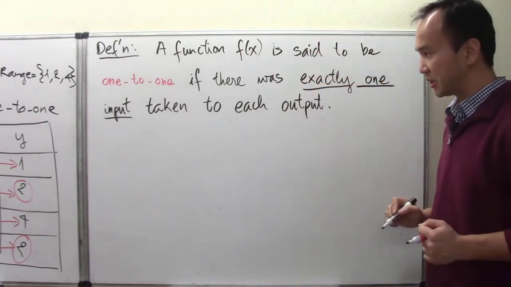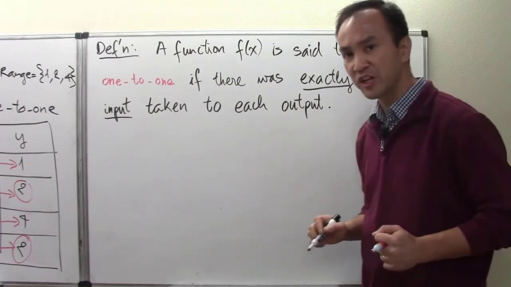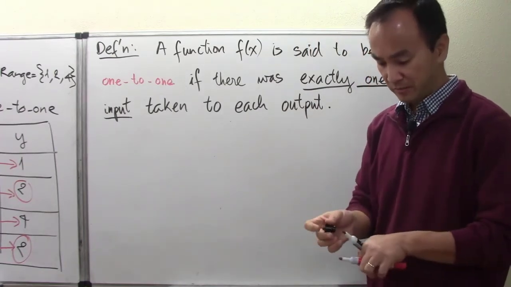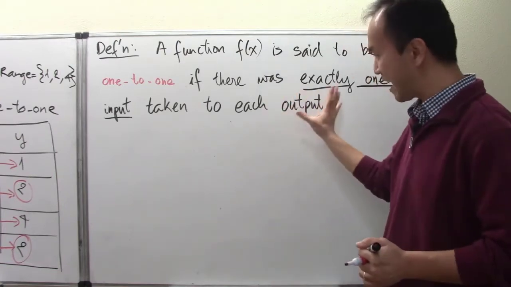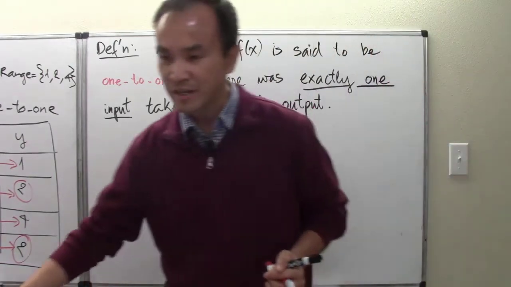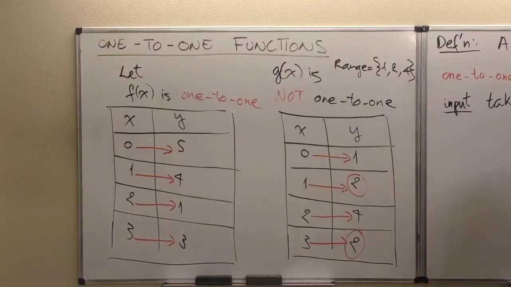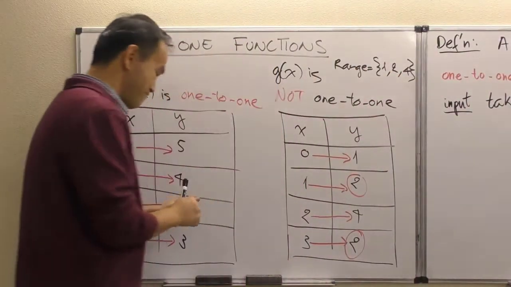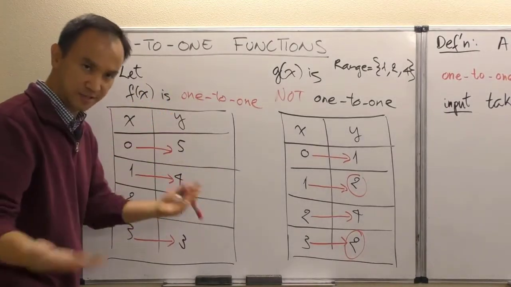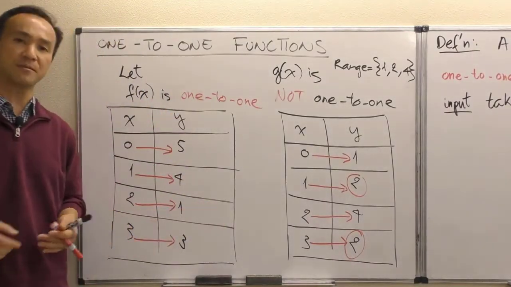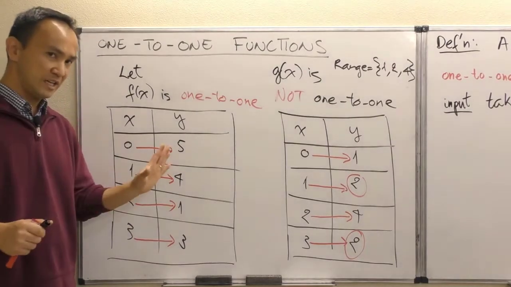There's exactly one input taken to each output. So it's a property in that way. In the way I just explained, let's one more time swing back to my other board. Okay, so this function is one-to-one. The good thing for us is it's a function that's represented by a table, so it's short and we can easily search through.